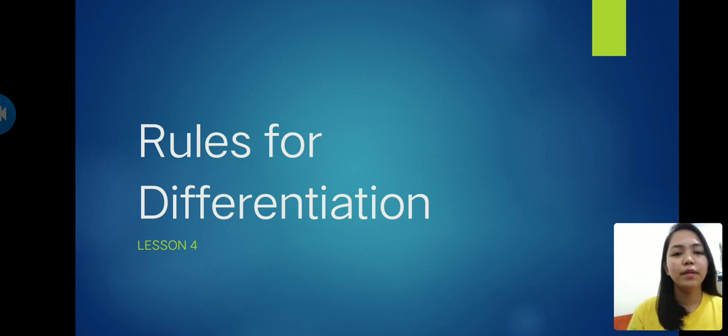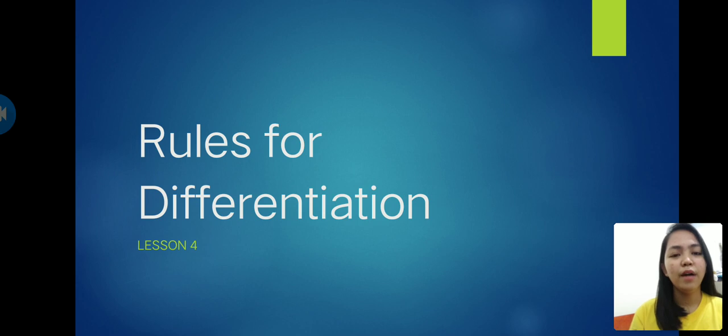So now I will discuss to you our lesson 4, rules for differentiation. From the previous lesson, you learned about finding the derivative of a function using the concept of limits. Di ba ginamit natin yung delta x? So, now, as you notice na it is a long process, ano?